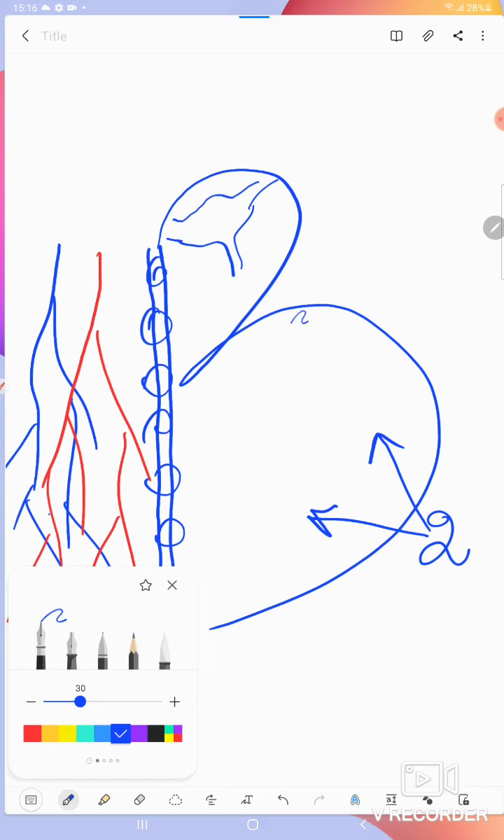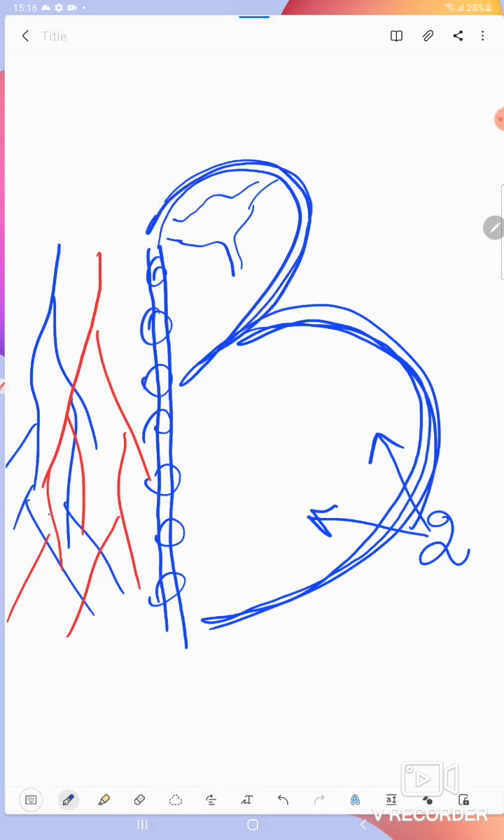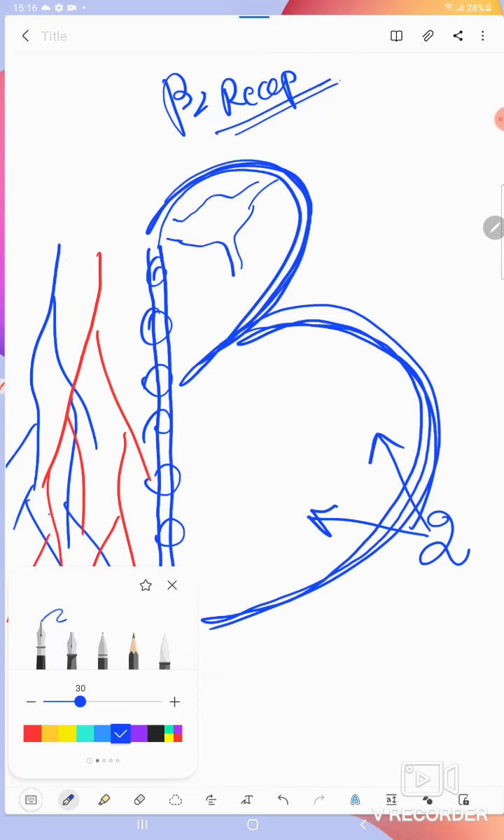Then on this outer part, where in the beta 1 we made it cardiac muscle, here we are going to make it skeletal muscles. So these are the skeletal muscles. This is all, in a nutshell, the different locations for the beta 2 receptors. Don't forget, this is the beta 2 receptors. Now we'll talk about each function.